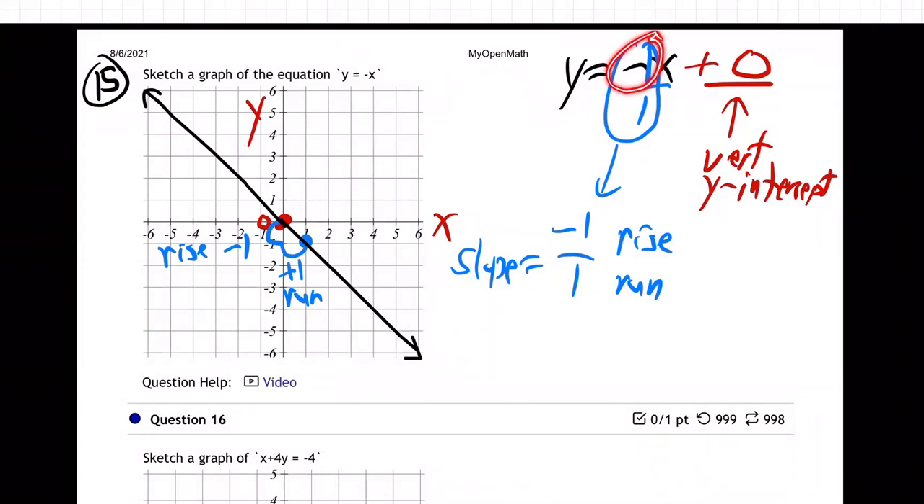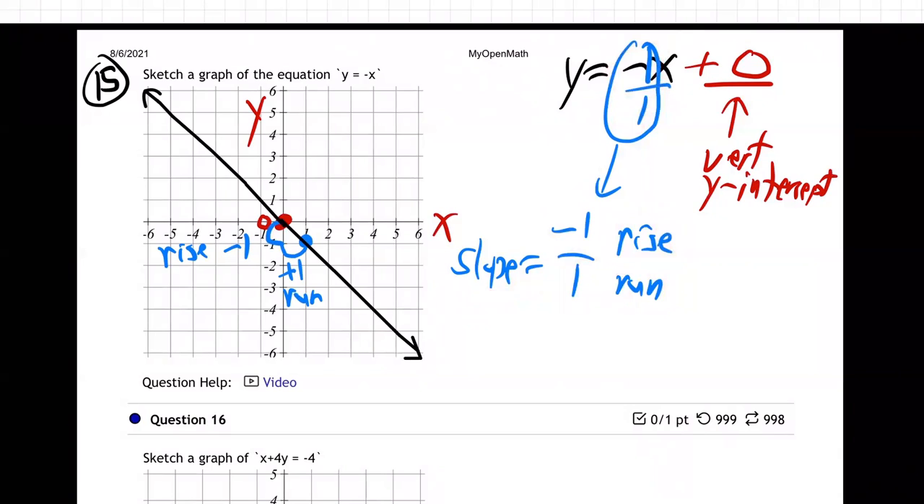And then there was nothing in front of x, but a minus sign. That really means -1. Put it over 1 so it looks like a fraction so you can tell what rise and run are, because that's the slope. Whatever's next to x is the slope. So that means you go down 1 over 1 from your first point to your second point. And that's how you find your second point. Connect the dots, you got your line.